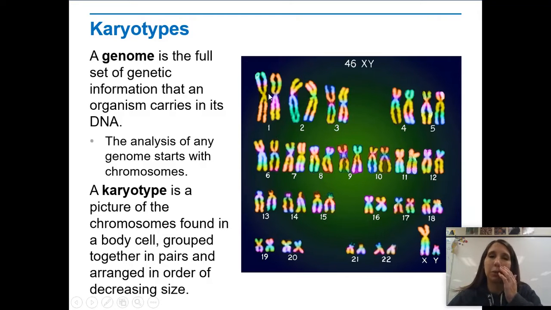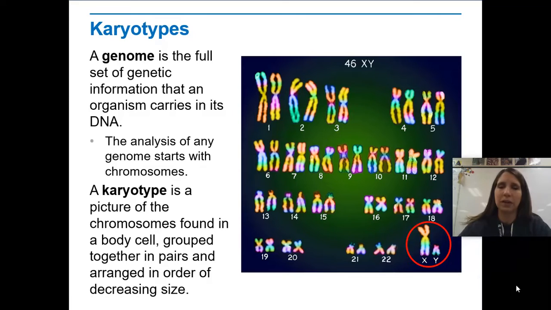So you can see I have homologous pair number 1, 2, 3, 4, 5. And as we talked about before, we number our chromosomes just really for simplicity's sake. We go from largest to smallest. And then on the very right-hand side here, you can see I have one additional pairing that's being highlighted, which is what we call our sex chromosomes.